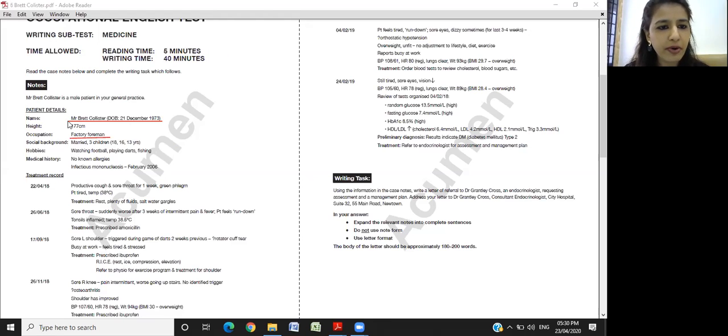So we need these points. We need the name, of course. We need this, it is optional, factory foreman, and this we definitely need to indicate what kind of lifestyle he has. There are no allergies, so in that case, I wouldn't need that. If allergies were there, then I would need to specify.